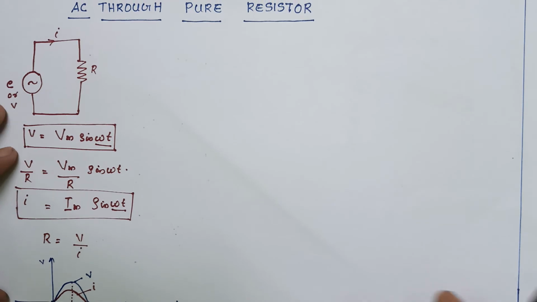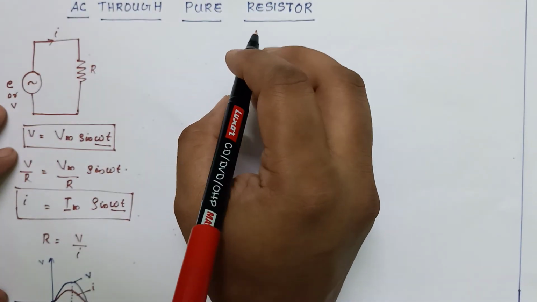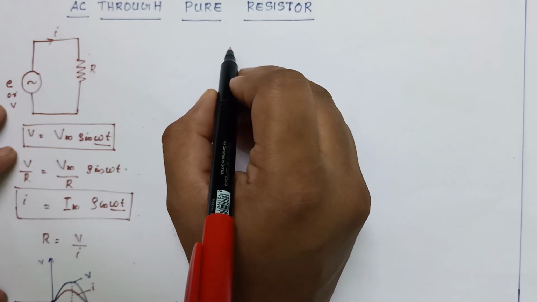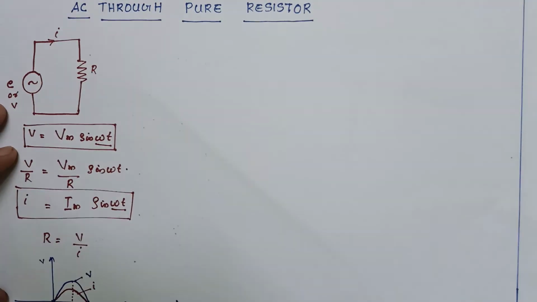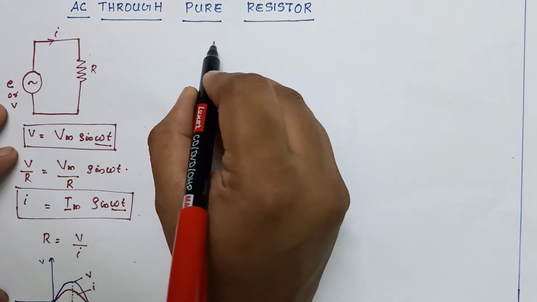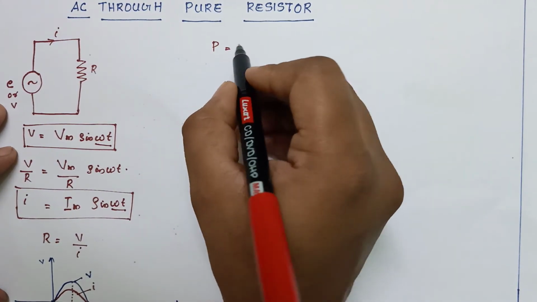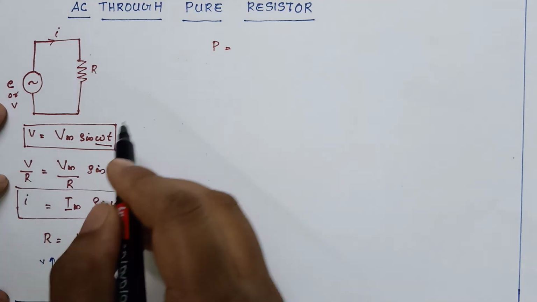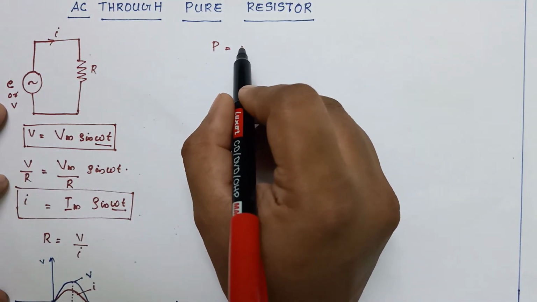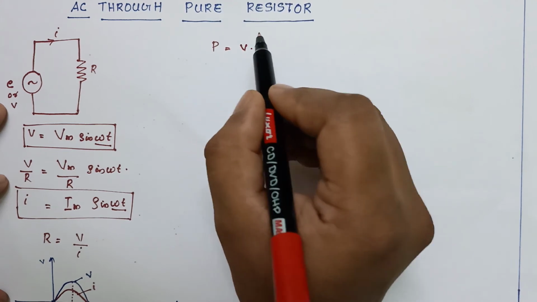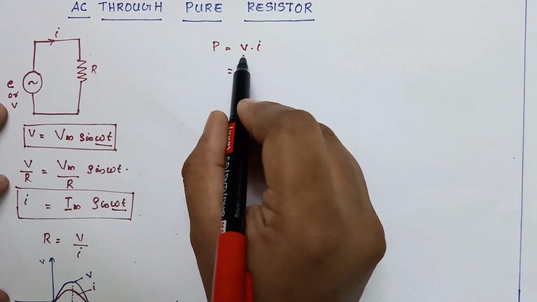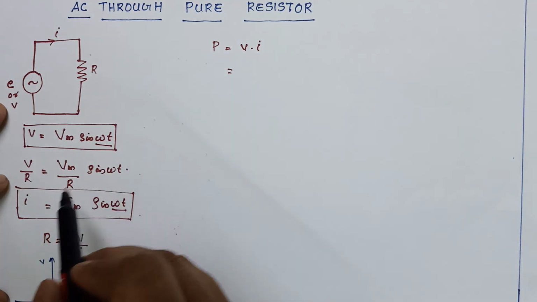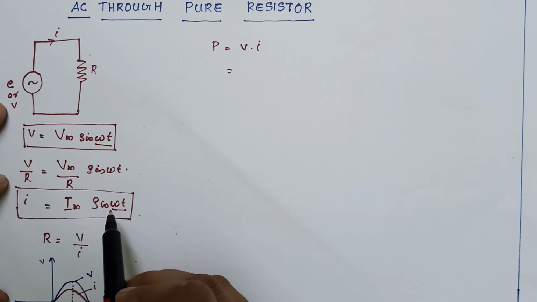And next we can think about the power for the entire circuit. What will be the power for this entire circuit? That power is the product of this voltage and this current. So P will be equal to V into I. What will be the value of V? That is Vm sin omega t. And what will be the value of I? This I is equal to Im sin omega t.